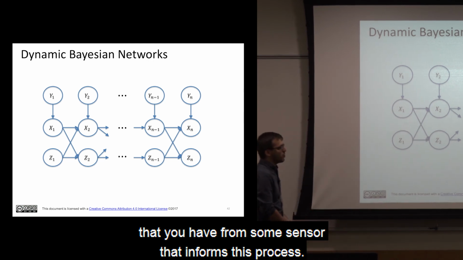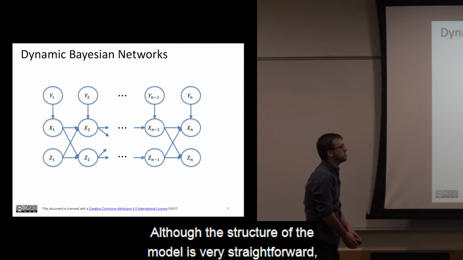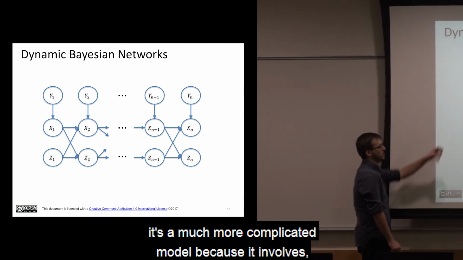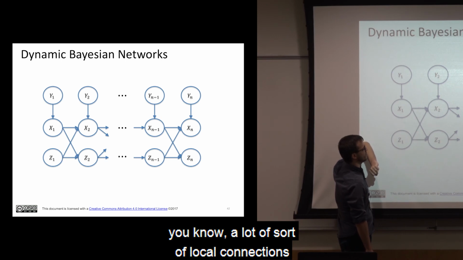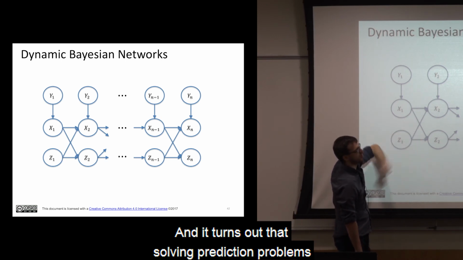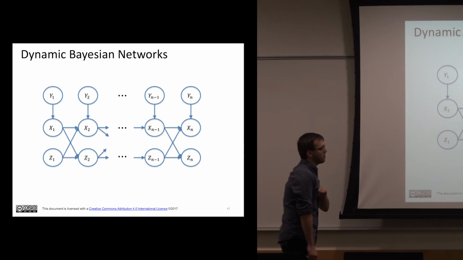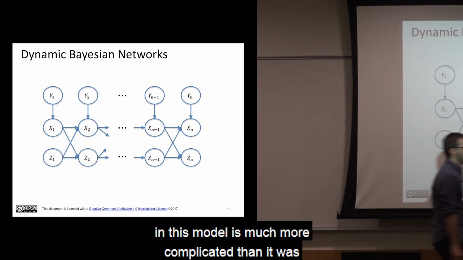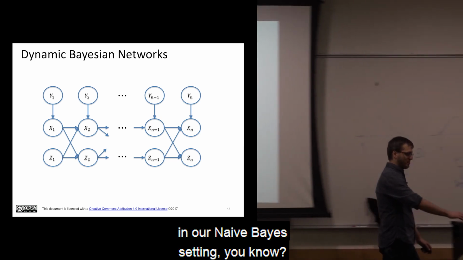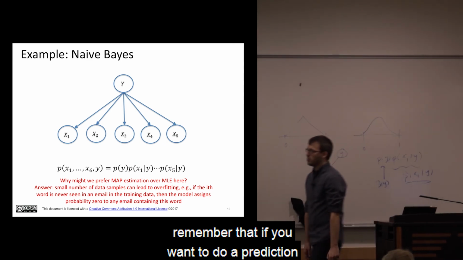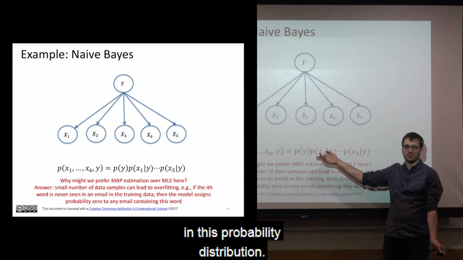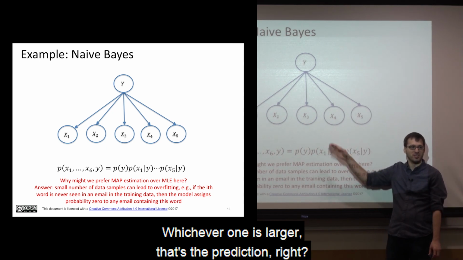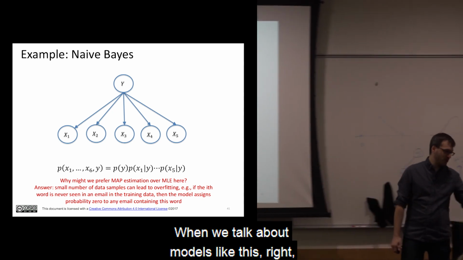Although the structure of the model is very straightforward, it's a much more complicated model because it involves a lot of local connections between individual variables. And it turns out that solving prediction problems in this model is much more complicated than it was in our naive Bayes setting. Just to emphasize that a little bit, remember that if you want to do prediction in this naive Bayes model, you just try both values of y in this probability distribution, and whichever one is larger is the prediction, right?